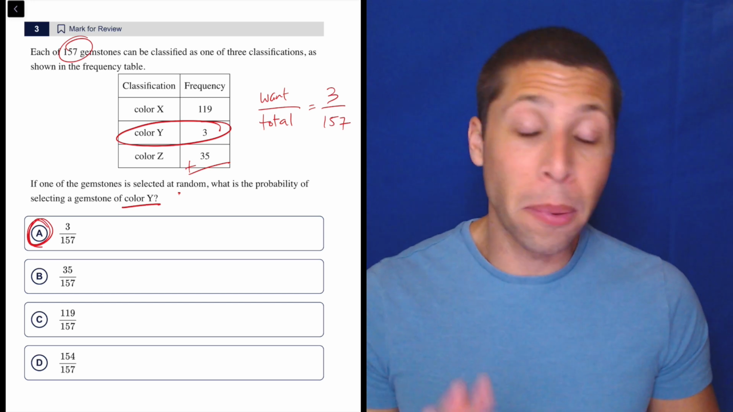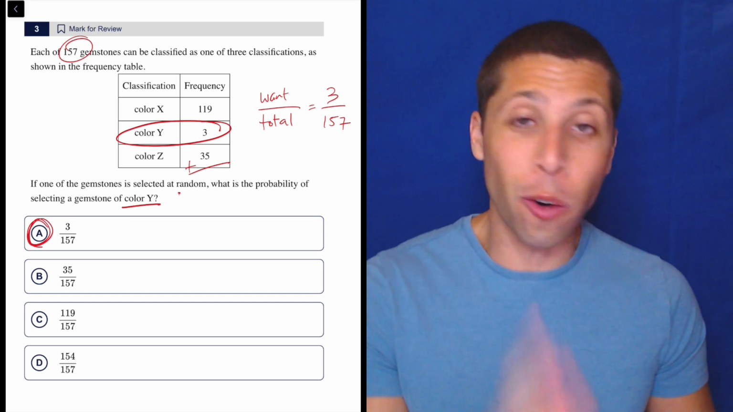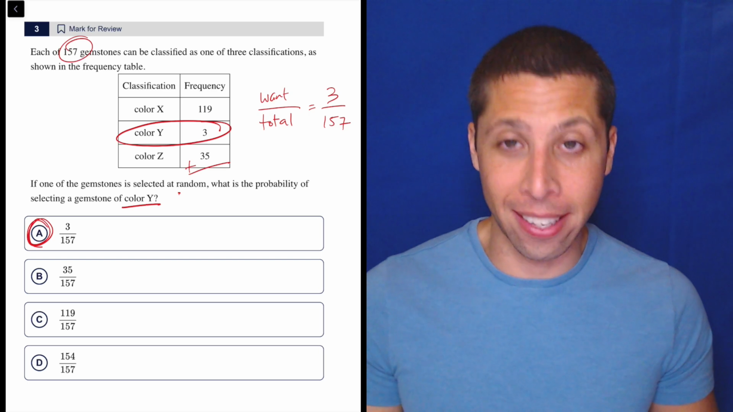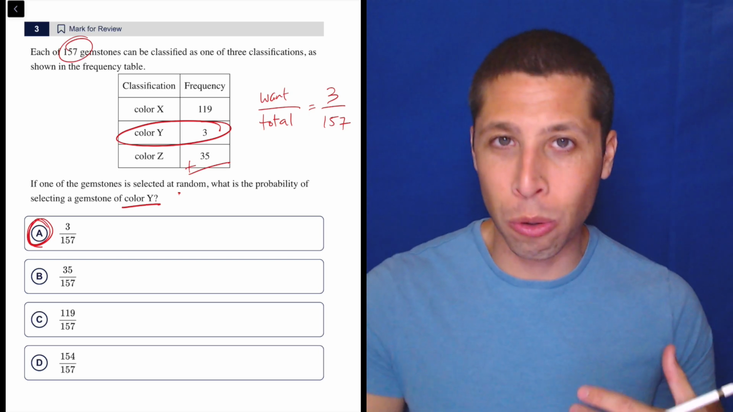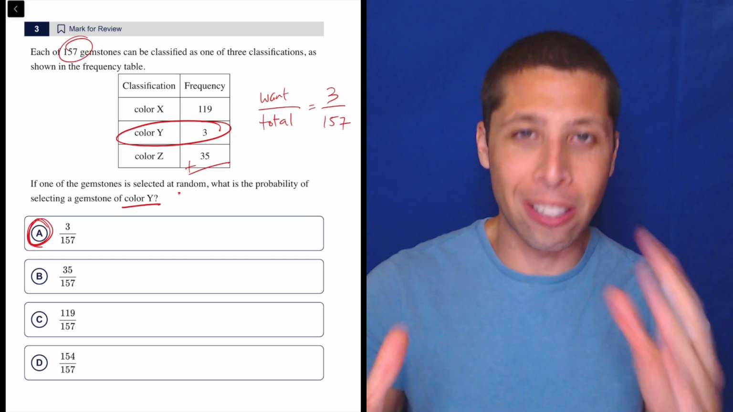So a lot of probability, even the harder stuff, is going to work this way on the PSAT and the SAT. It is basic, like create a fraction. Sometimes the fraction gets reduced. Sometimes the fraction becomes a decimal, but start with the fraction.